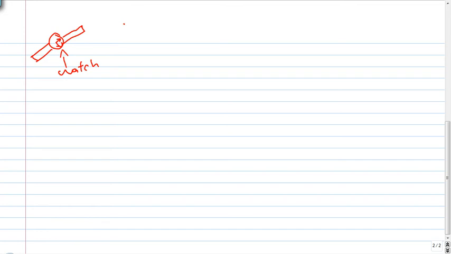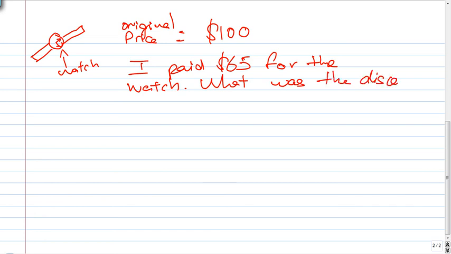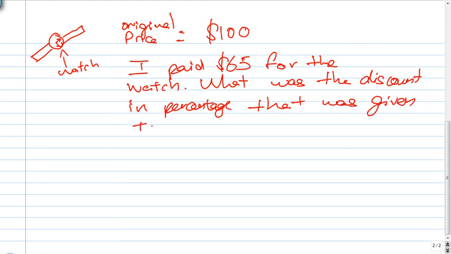So the original price was $100, but I paid $65 for the watch. So the question is, what was the discount in percentage that was given to me?